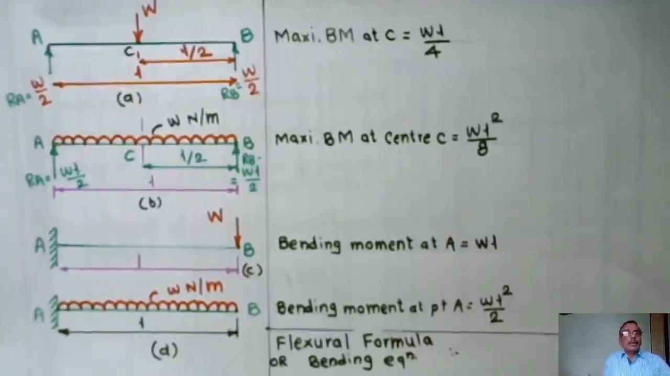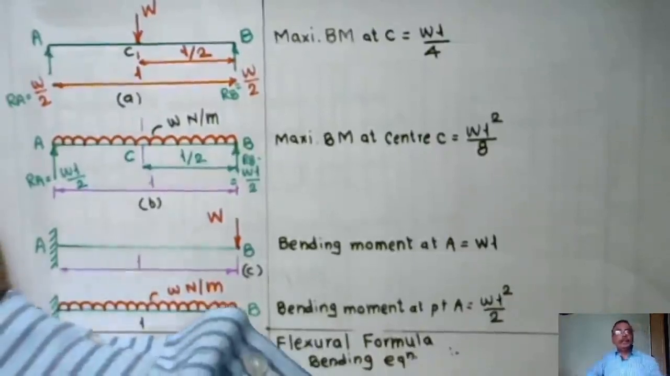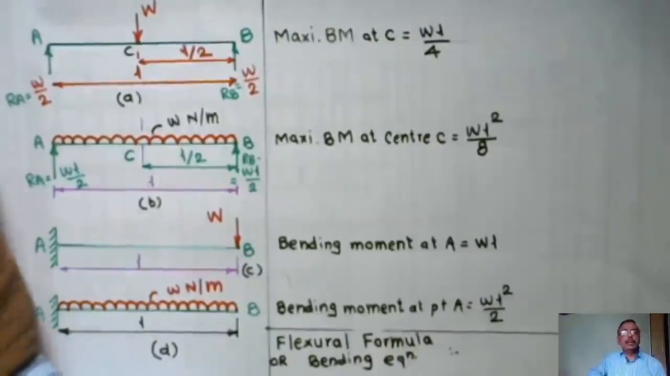Now in the third figure C, it's a cantilever beam subjected to a point load at its free end, and the length of the span is L. Maximum bending moment takes place at the point A, that is W into L. Fourth figure, that is D. In this figure the cantilever beam is subjected to a uniformly distributed load throughout its span. In that case maximum bending moment is equal to WL square by 2 at its end A.